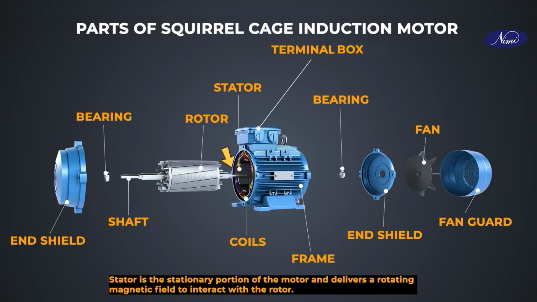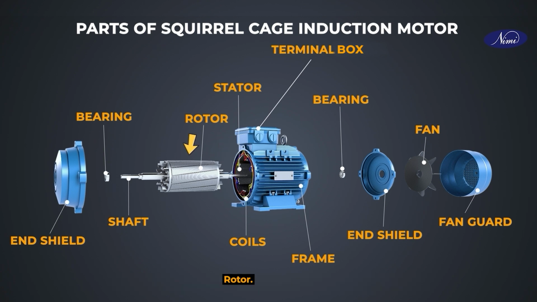Stator is a stationary portion of the motor and delivers a rotating magnetic field to interact with the rotor. Rotor. A rotor is a central component of the motor which rotates. Shaft. Motor shaft is fixed within the rotor and it rotates with it.